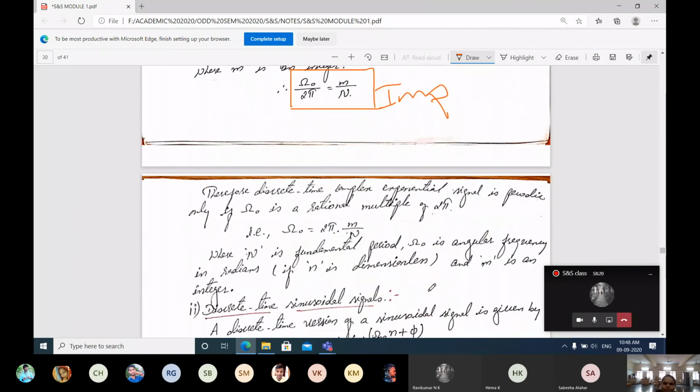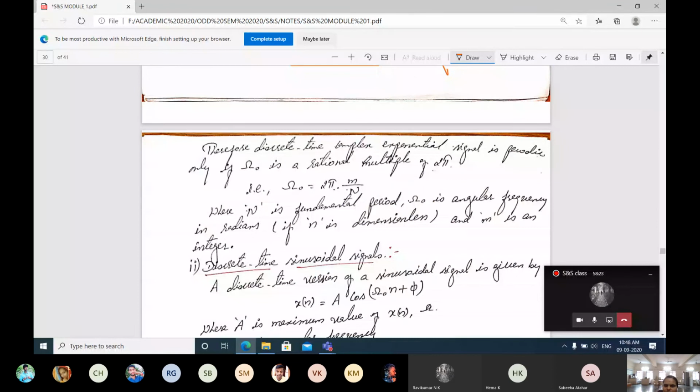Okay. Next, when is the discrete time exponential periodic? If omega naught is a rational multiple of 2 pi. Remember here, it should be 2 pi multiplied with a rational number. This is the condition. Make a mark here. 2 pi should be multiplied by a rational number. That is what gives you the fundamental period, where N is the fundamental period, omega naught is the angular frequency, and m is an integer.